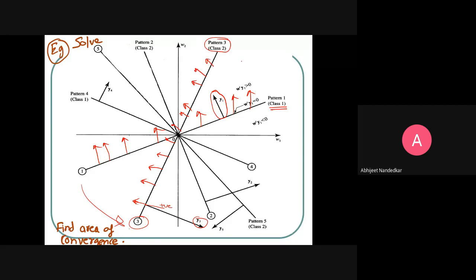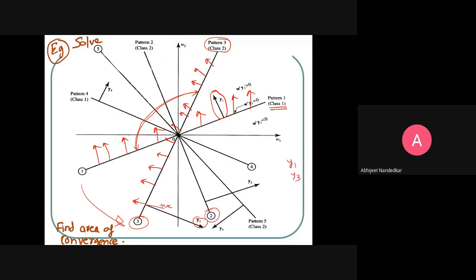So if you want to satisfy both y1 and y3, your zone is now squeezed to only this much. You cannot be somewhere here or somewhere here, you will not satisfy both. So you must be within this cone, within this zone. Now y1 is satisfied, y3 is satisfied.